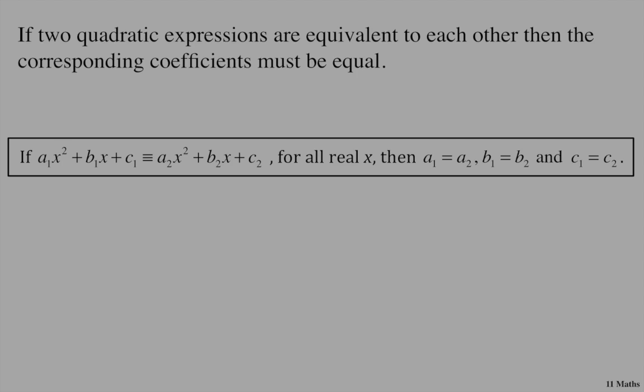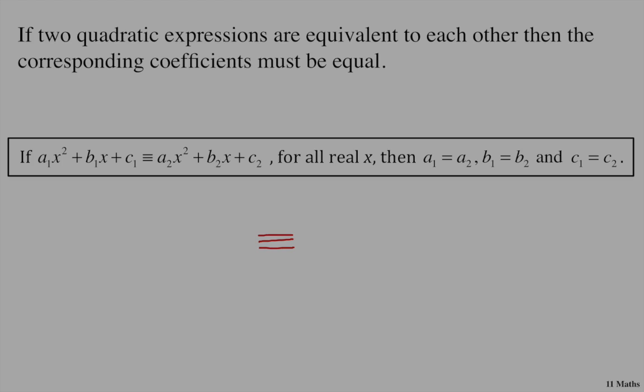Now, if two quadratic expressions are equivalent to each other, then the corresponding coefficients must be equal. So let's have a look at what this is saying. If I have this sign here, that's equivalence. That means that they are identically equal to.